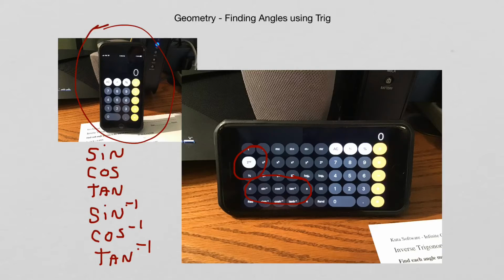Friday's lesson we'll be using the regular sine, cosine, and tangent, which are on the first level. But today we're going to be finding angles, so we're going to be using these.